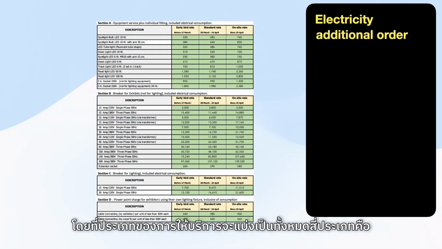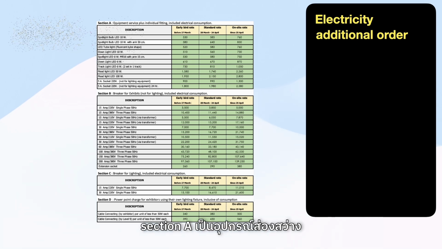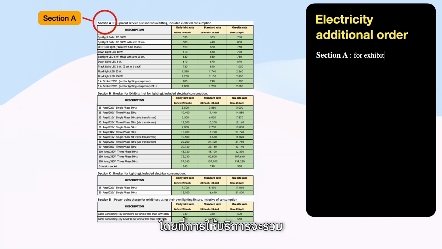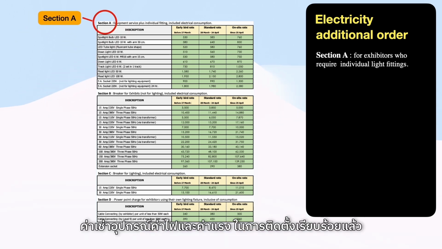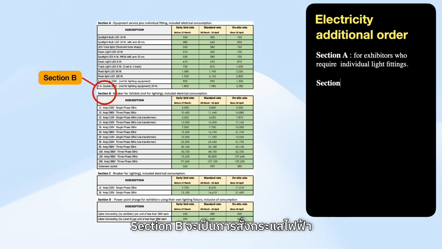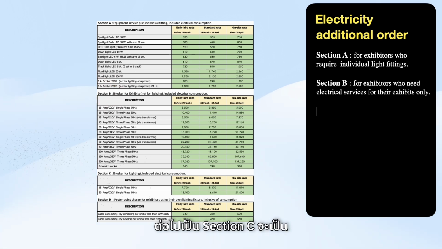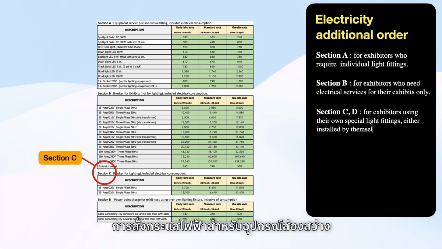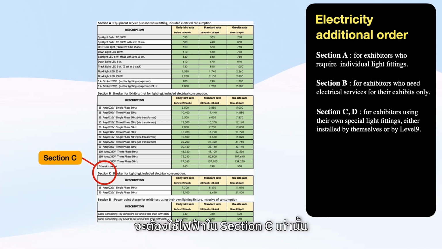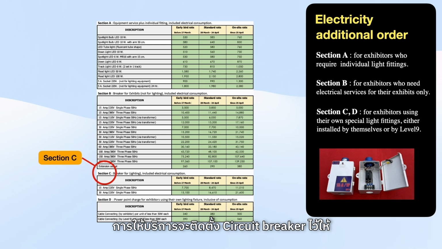The service is divided into 4 categories. Section A is for lighting equipment. The price includes equipment rental, installation labor costs, and electricity consumption charges already. Section B is for ordering electricity supply for general electrical equipment that is not lighting systems. Section C is for reserving electricity supply for lighting equipment. Exhibitors who bring in their own lighting equipment will need to reserve electricity supply from this list. The services will be provided in circuit breaker type.